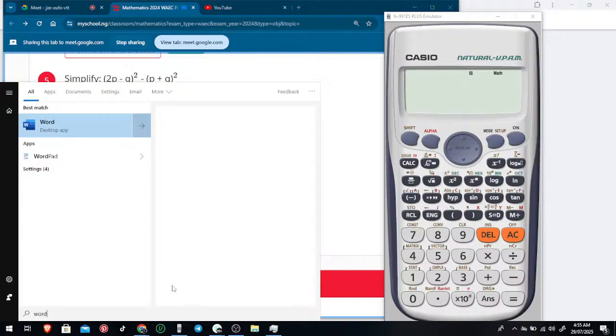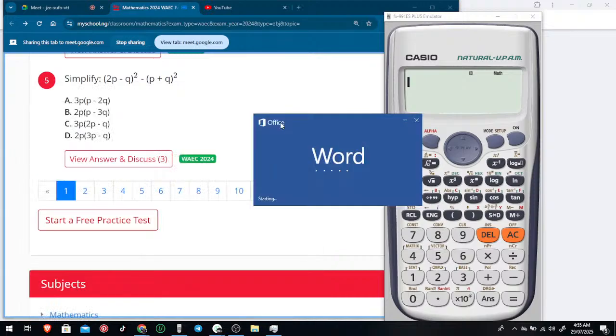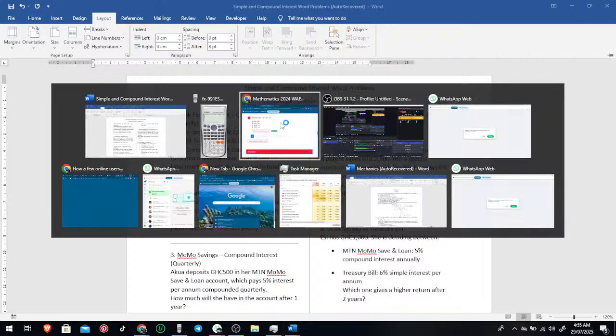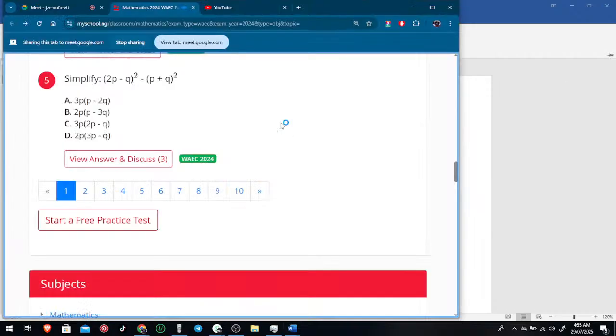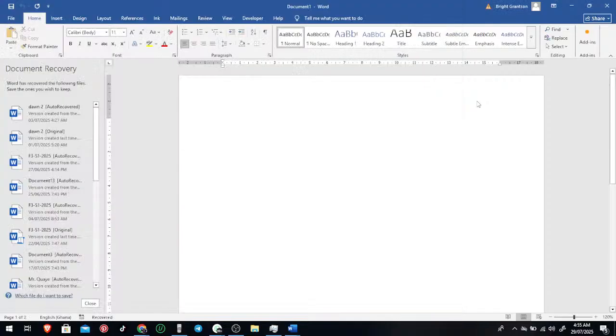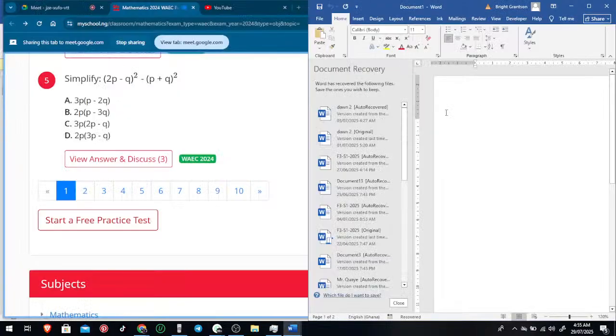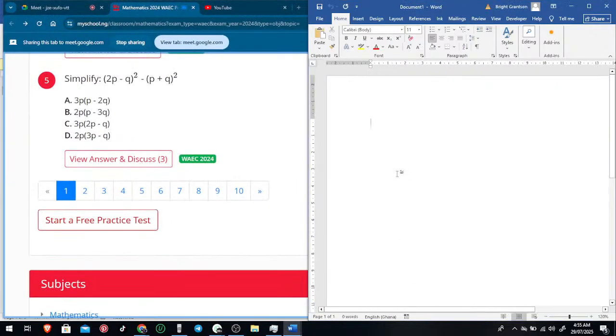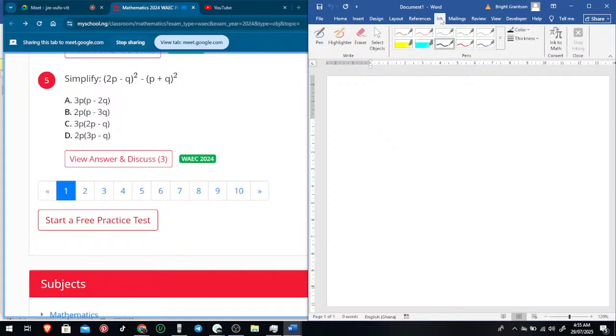So please, let's simplify number 5. Everybody start working it out on your sheet of paper.